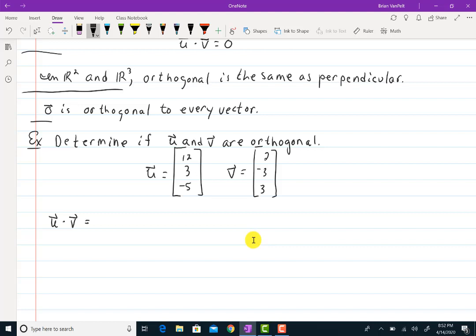So the first entry of u is 12 times the first entry of v, plus the second entry of u times the second entry of v, and then plus the third entry of u times the third entry of v. And let's see what we have. 24 minus 9 minus 15 does indeed equal 0. So the answer, I guess, to this is yes.